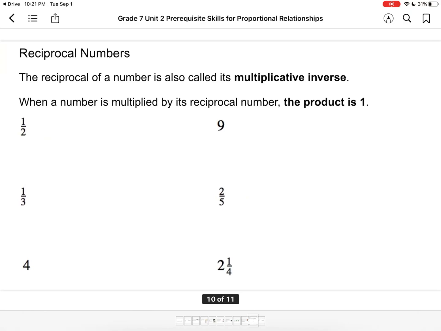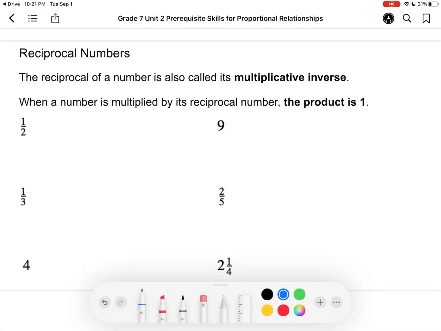And then to calculate reciprocal numbers, we need to know what number we can multiply 1/2 by to give a product of 1. How many halves are there in 1? There are 2 halves in 1, and I'm going to write 2 as 2 over 1. And you will see that this is the same numbers as in 1/2, and we just flip the numerator and the denominator. So 2 is the reciprocal number of 1/2.